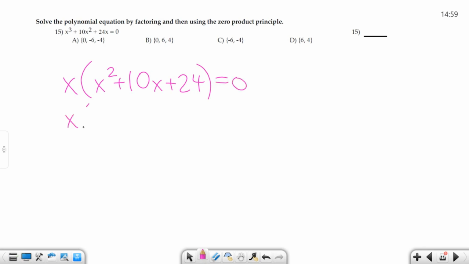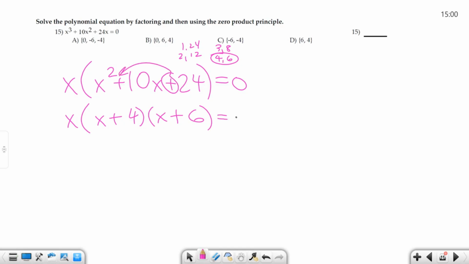Well, let's see. X is out front. This looks like a list method, right? 3 terms, no GCF, 1 in the front. Factors of 24. 1 and 24, 2 and 12, 3 and 8, 4 and 6. Then you go back to 6 and 4. 5 doesn't work. Factors of 24 that add to give you 10, 4 and 6, right? And then they're both positive. That's equal to 0.